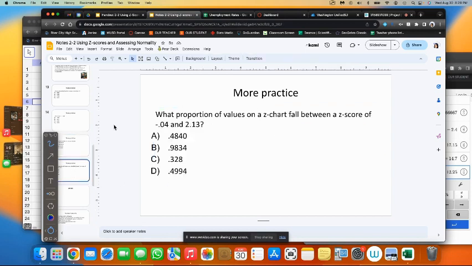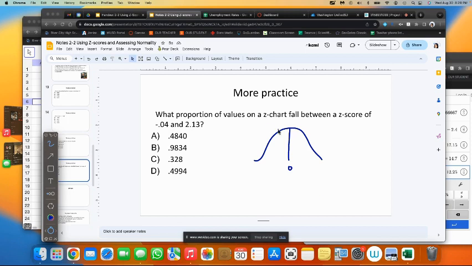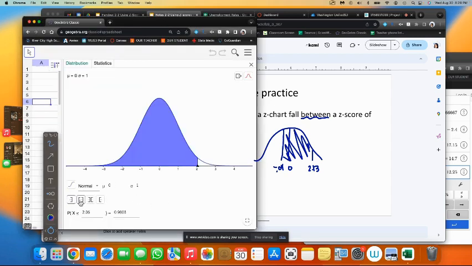And then we can also use this calculator to find areas between. So visually what that looks like. All right, so we have our standard normal distribution. Our mean is 0. Negative 0.04 is like here. And then 2.13 is right here. So when we're looking for between, we're looking for this area right here. So going to our chart, the between is going to be this one right here. As we can see, it shades between.